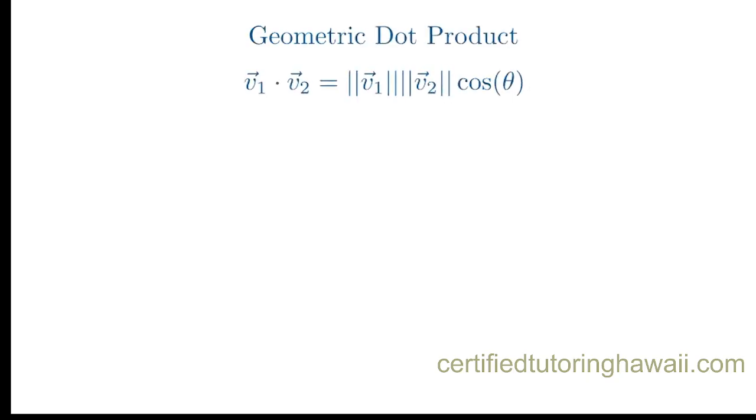We've seen the algebraic definition of the dot product. Now let's explore its geometric interpretation, which is what makes it so powerful. The dot product of two vectors is equal to the product of their magnitudes multiplied by the cosine of the angle between them. This is often called the geometric dot product. This formula connects the algebraic calculation to the geometry of the vectors.